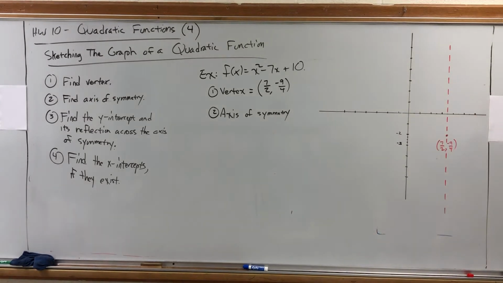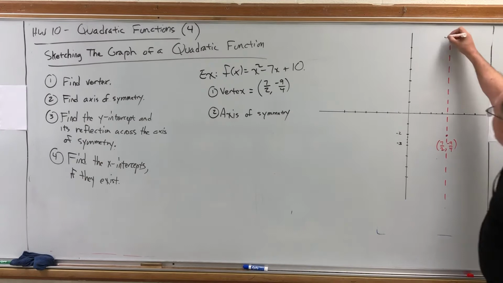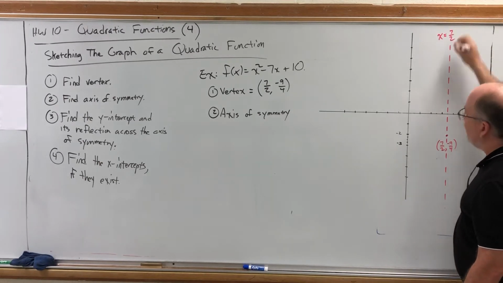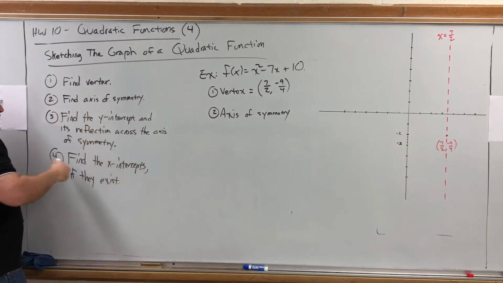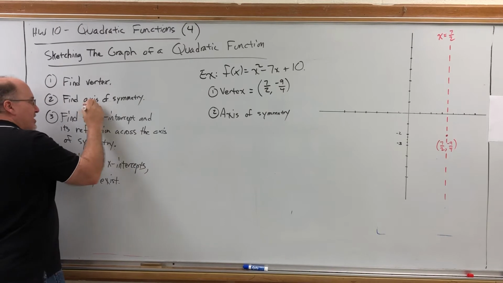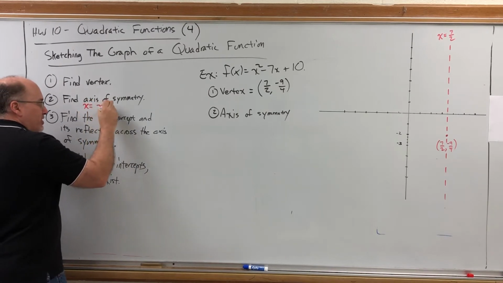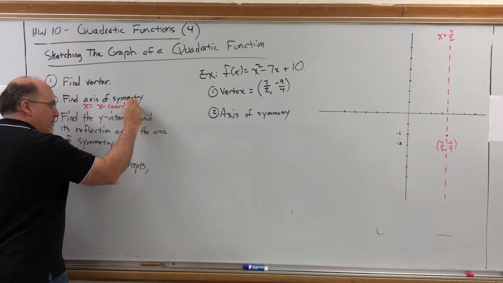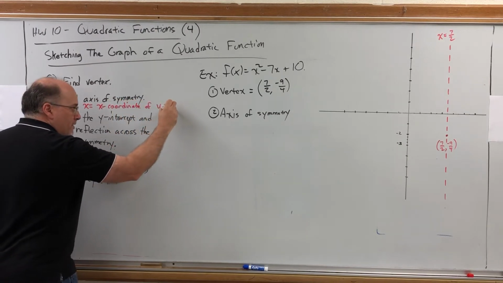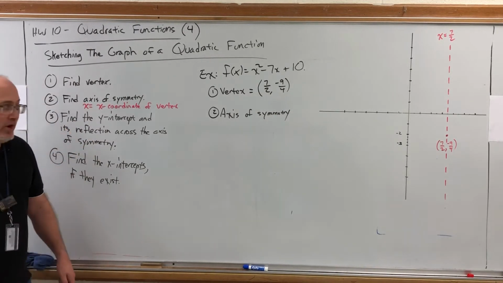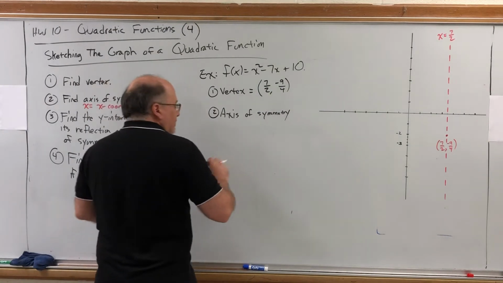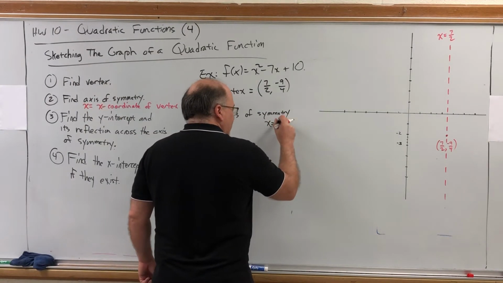But what is the equation of that? Well, it's a vertical line, and as a vertical line, its equation is x equals a number. And because it goes through the vertex, the equation of this axis of symmetry is x equals 7/2. But generically, to describe the axis of symmetry, you can always just say x equals, and then just list the x coordinate of the vertex. So if your vertex was (1, 7), then the axis of symmetry would be x equals 1. All right, so our axis of symmetry is x equals 7/2.